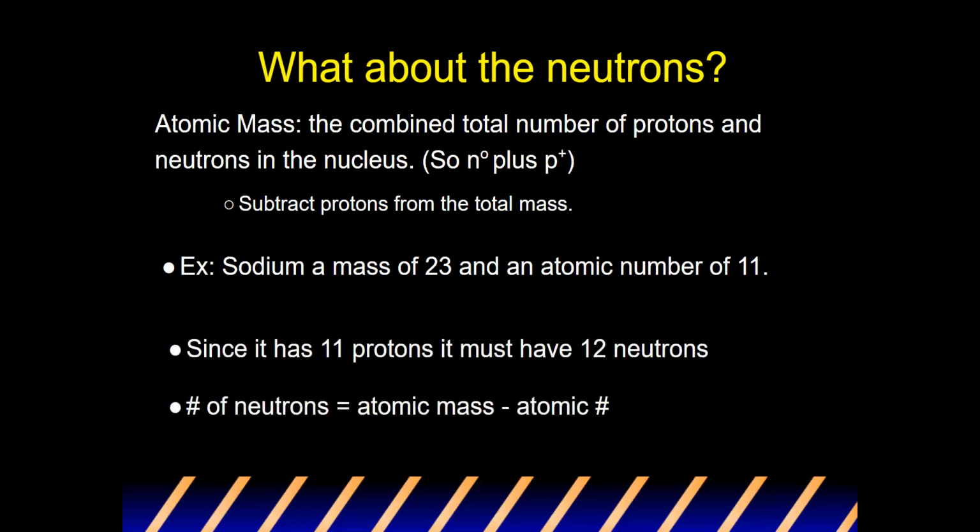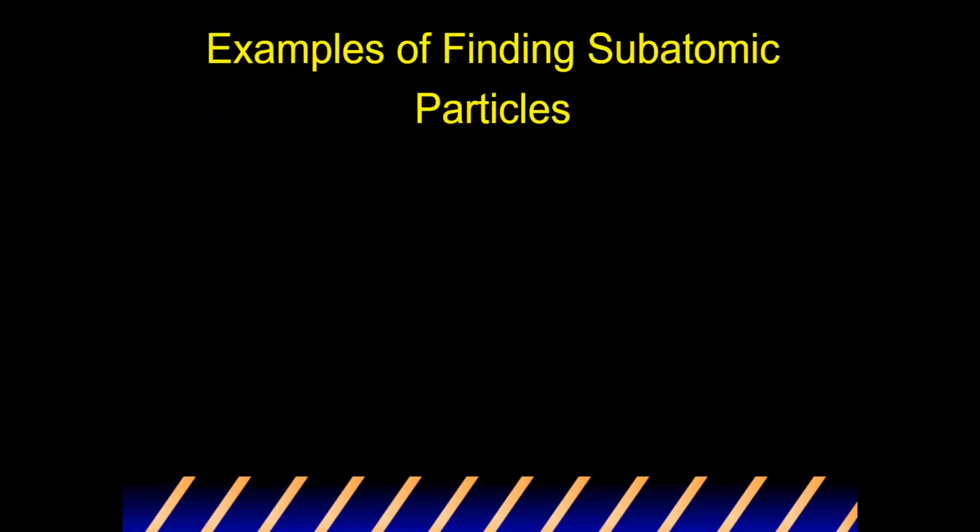Since we know it has 11 protons, it must have 12 neutrons because our atomic mass is 23. So 23 minus 11 equals 12. Or you can look down at the bottom, it says the number of neutrons equals the atomic mass minus the atomic number. Let's do a couple examples of these to make sure you understand how to do them.